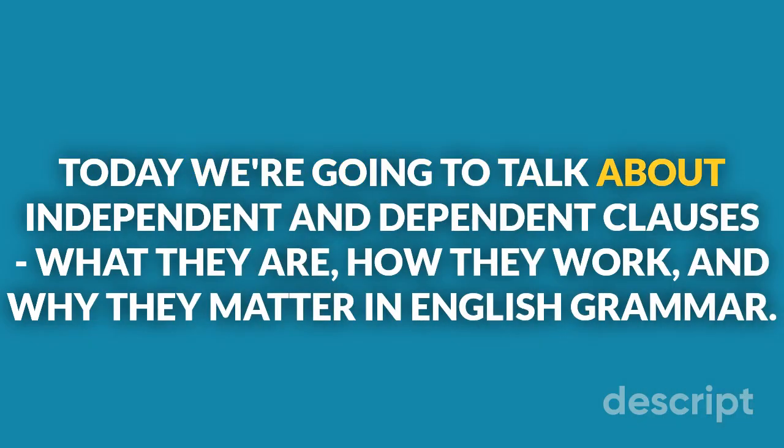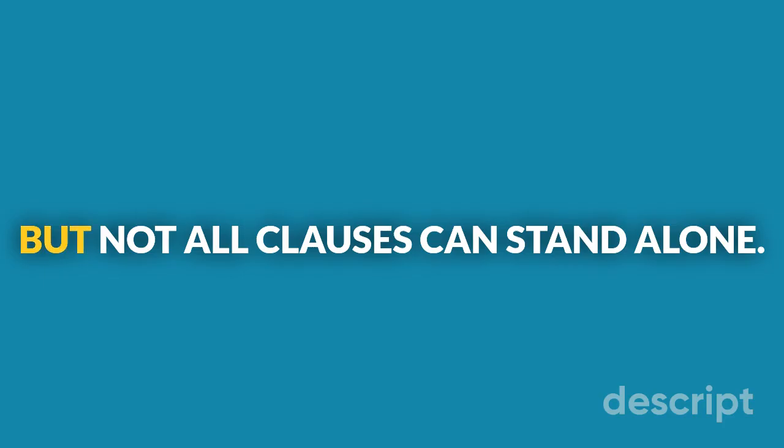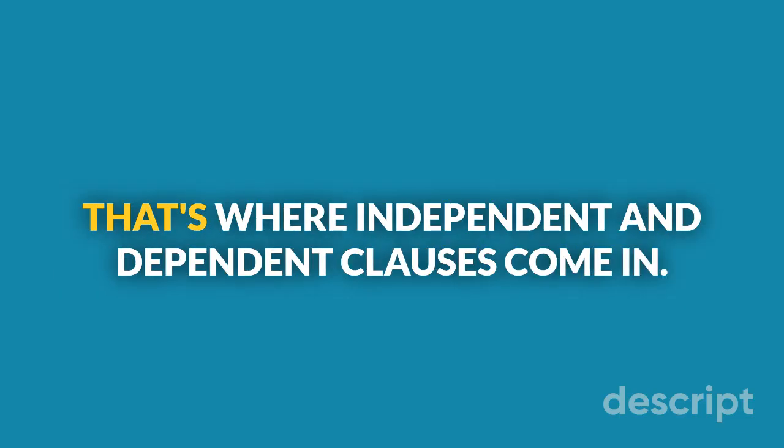Today we're going to talk about independent and dependent clauses, what they are, how they work, and why they matter in English grammar. A clause is a group of words that contains a subject and a verb, but not all clauses can stand alone. Some do just fine on their own, while others need a little help. That's where independent and dependent clauses come in.